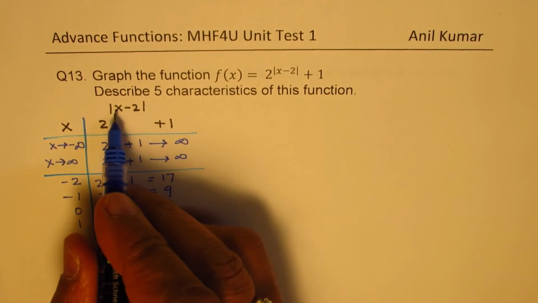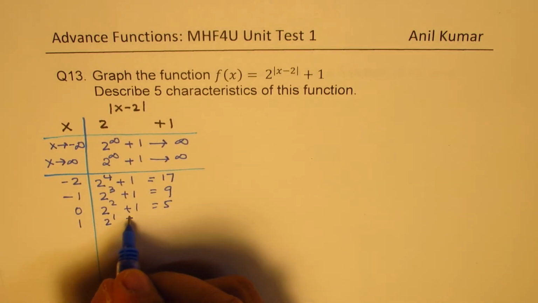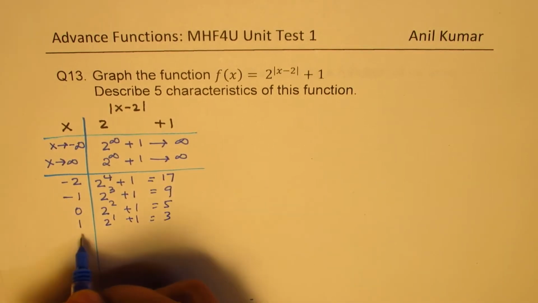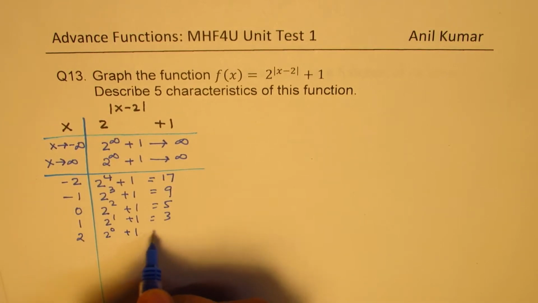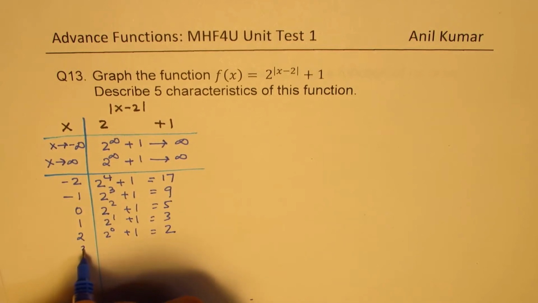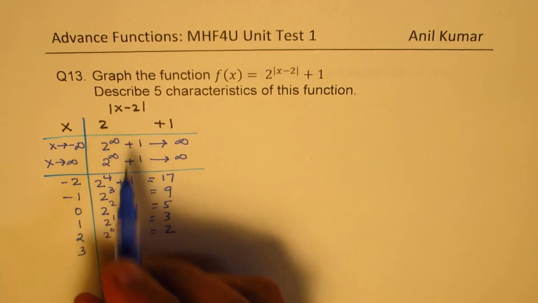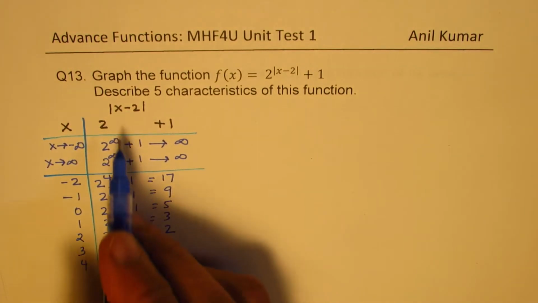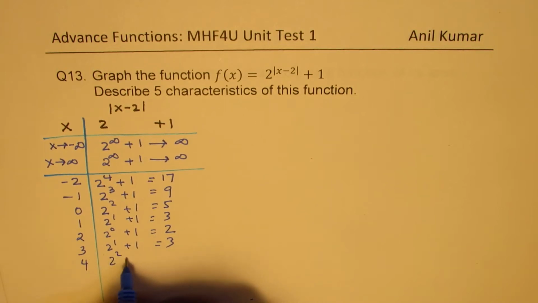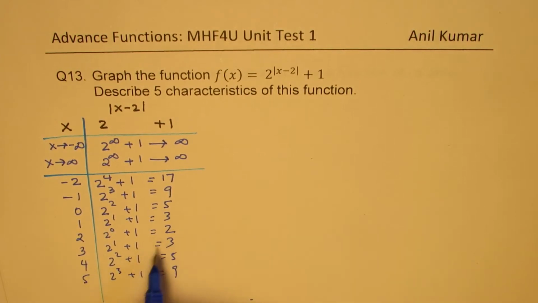For 1, we get 2 to the power of 1 plus 1, which is 2 plus 1, is 3. For a value which is 2, 2 minus 2 is 0, so we get 2 to the power of 0 plus 1, which is 2. And then for 3, 3 minus 2 is 1, so we get 2 to the power of 1 plus 1, which is 3 again. And for 4, it will be 4 minus 2 as 2, so 2 squared plus 1, which is 5. So you see these values are repeating, so for 5 will be 2 to the power of 3 plus 1, which is 9. Lowest being at 2, right? So that becomes your local minimum, correct?